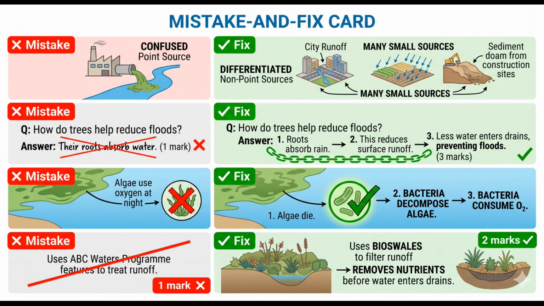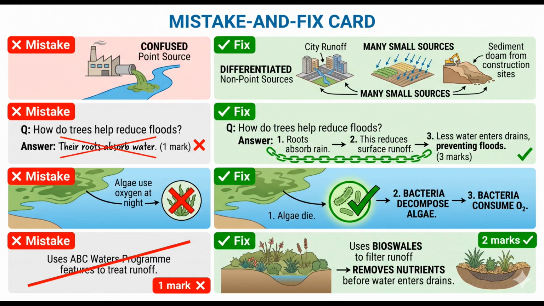4 mistakes, fixed before you sit the exam. Mistake 1. Confusing point and non-point source in WAQ1. Point source is one single, identifiable location, a factory pipe, a sewage outlet. Non-point source is many diffuse sources spread across an area, carried by surface runoff. These are opposite definitions. Know which is which.